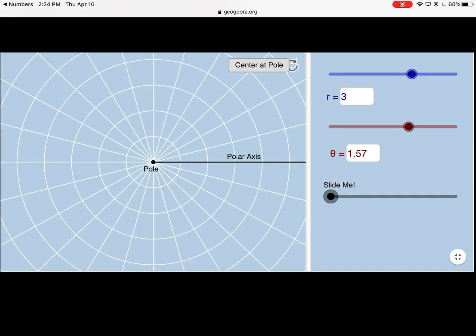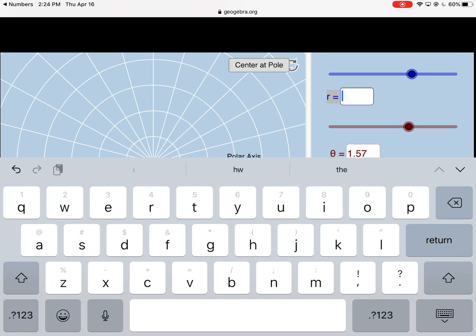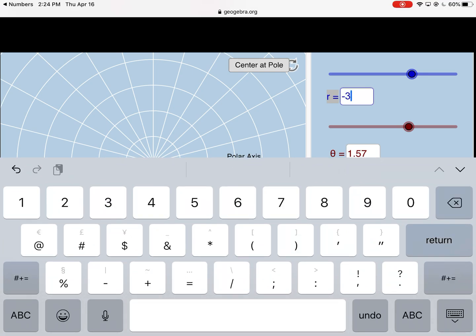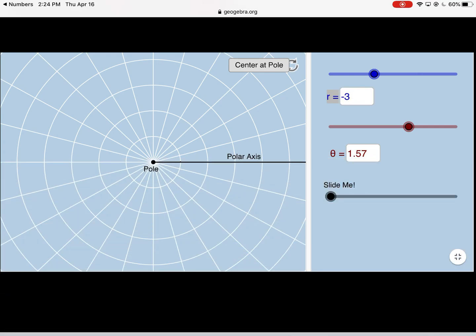All right, now what if my point has an r value that's negative? Okay, so we'll make r -3 this time.